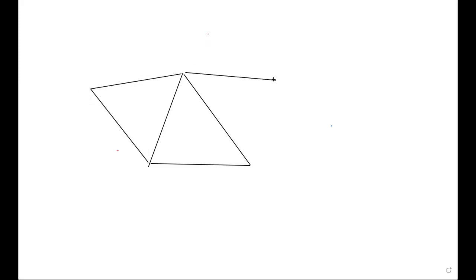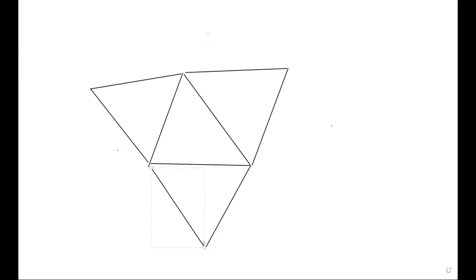Okay, second triangle. Third triangle. Asymptote would have been so much faster. Don't bother with that.